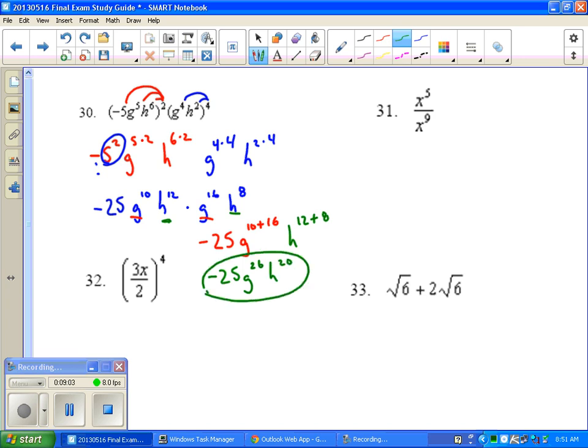There's no negative exponents. Nothing has to move up or down. We don't know what g is. We don't know what h is. But we know that they're raised to the 26th and 20th powers, respectively. For number 31, it says x to the 5th over x to the 9th.